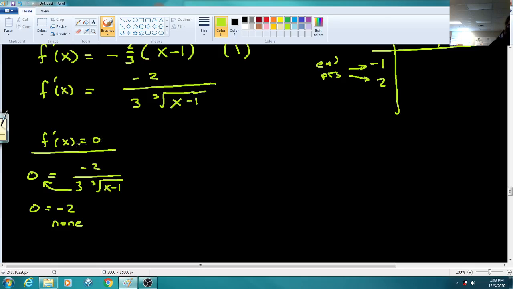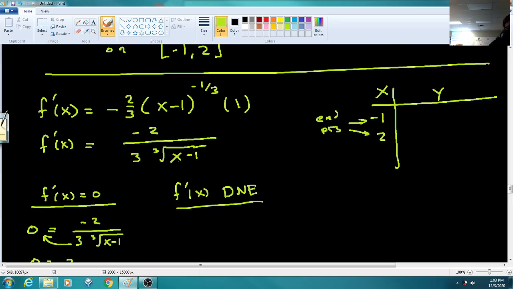So our critical points, if we have any, they don't come from where the first derivative is 0. Let's see if we can get the first derivative to not exist. Well, if I put x equals 1 in, that will cause division by 0, which will cause the first derivative to not exist. So x equals 1 is a critical point that's caused from the does not exist. So 1 is between -1 and 2, so we do need to check it.